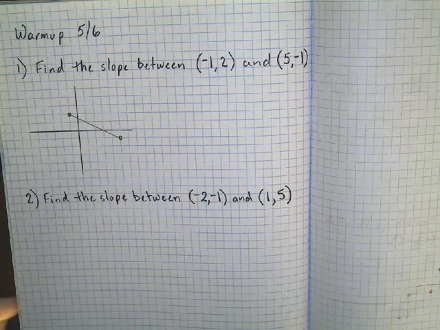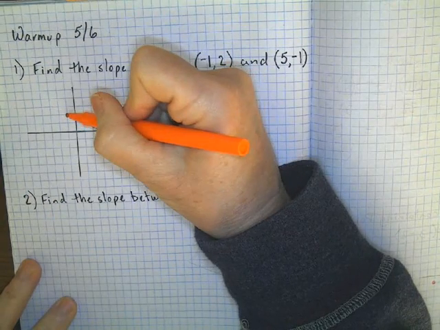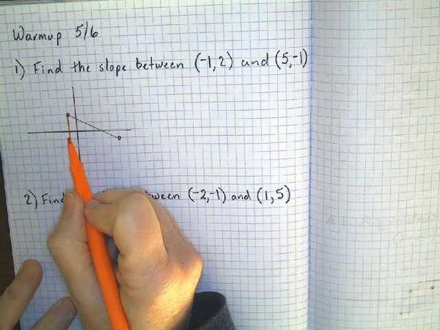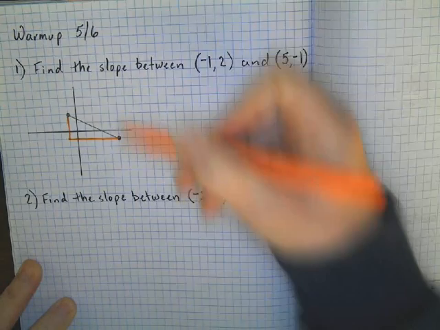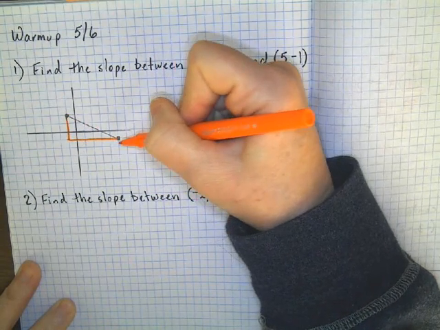So I'm going to use my graph paper lines to go straight down and straight over. I'm making a triangle. This is called a slope triangle. I'm creating a triangle using the graph paper lines.